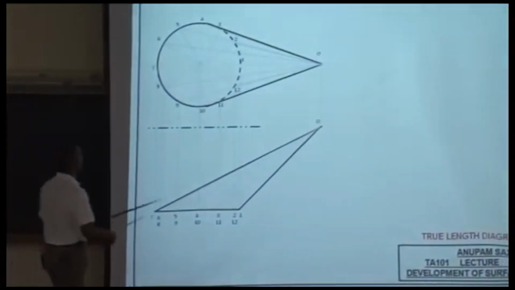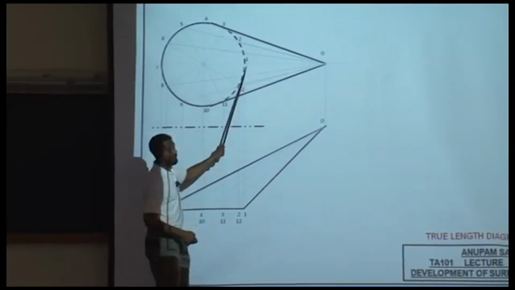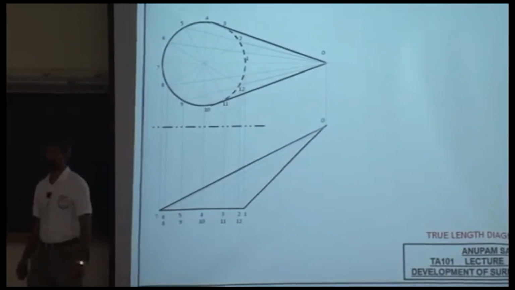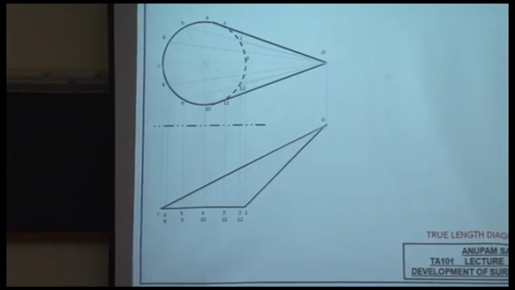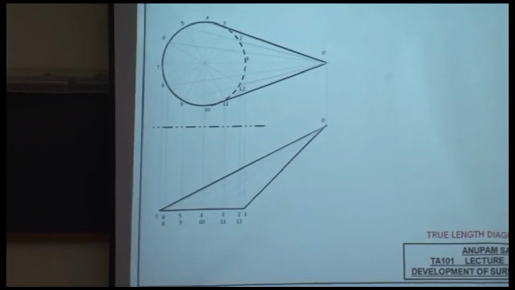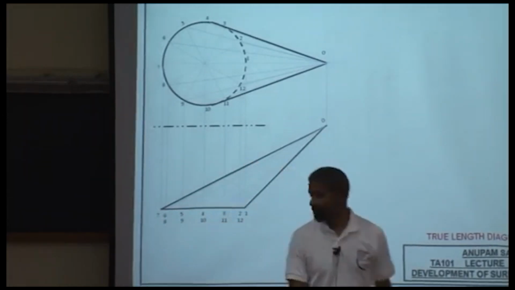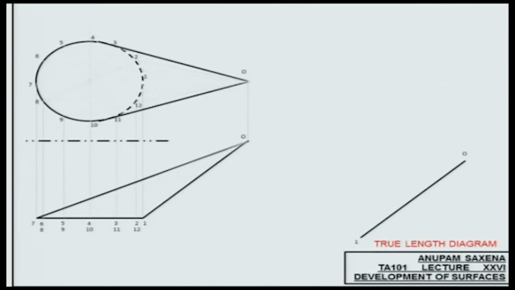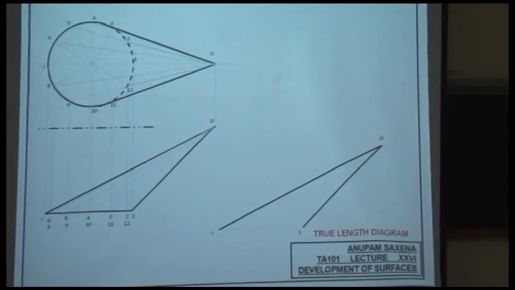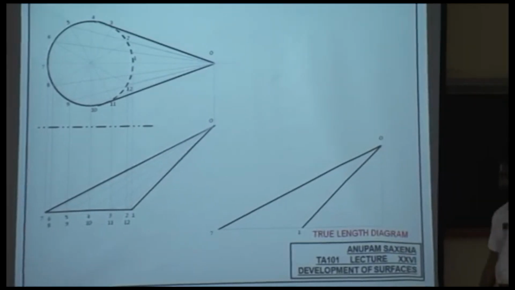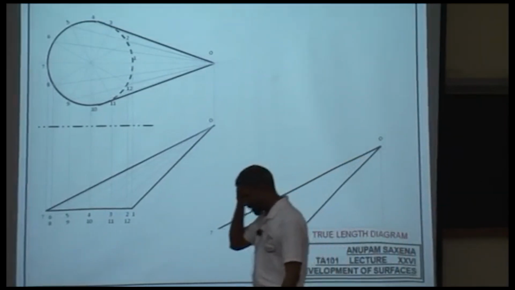Now, look at 0,1 and look at the corresponding projection in the front view. Is that in true length? Look at 0,7 and look at the corresponding projection of 0,7 in the front view. Is that in true length? 0,1 is in true length and 0,7 is in true length. Okay? We start with a right angle triangle that I've drawn over there.